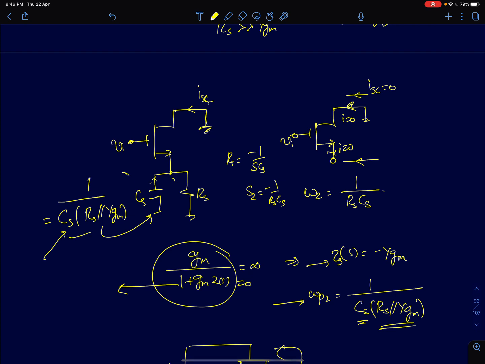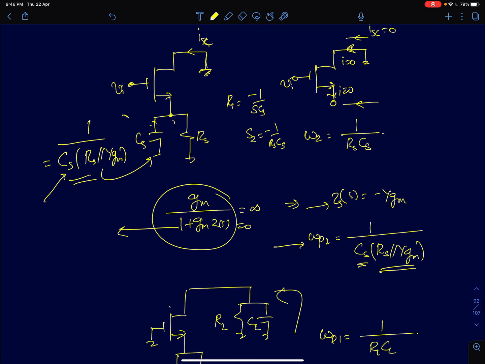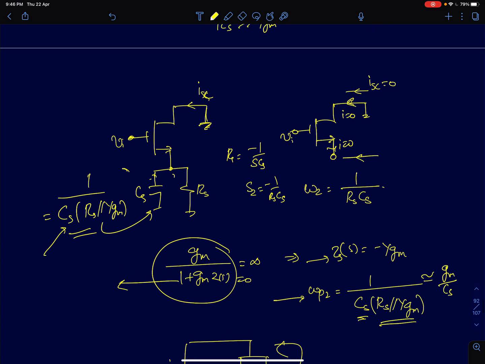So we saw how to find the pole here. If you assume Rs to be much greater than 1 by Gm, this can be approximated to Gm by Cs. So this circuit has one pole and one zero because of one capacitance, and we saw both the values. The zero is at 1 by RsCs and the pole is at Gm by Cs. You can directly see that if Rs is much greater than 1 by Gm, the zero will occur much before the pole. So the zero will occur first and the pole at a later frequency.